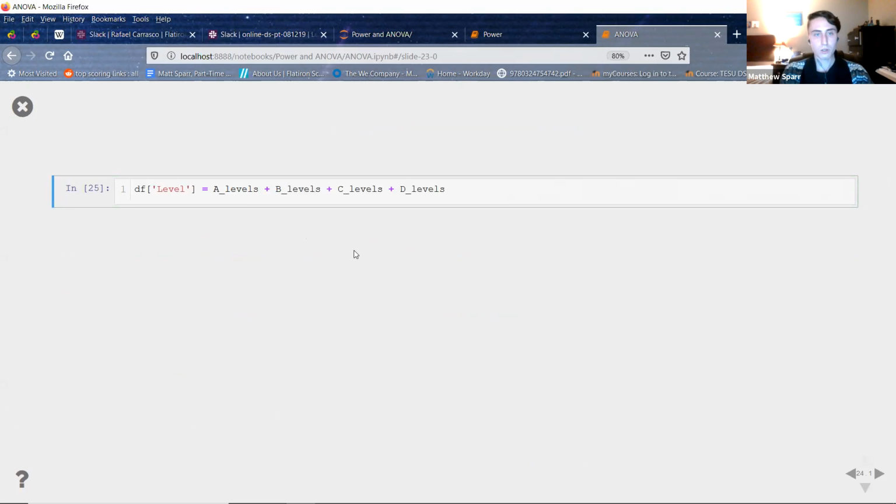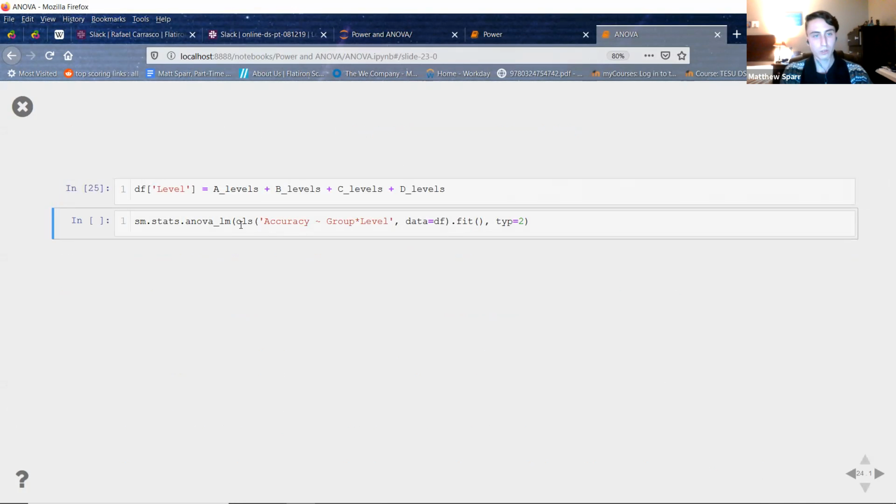All right, so now we can just add our levels to the data frame that we have. And we can use statsmodels ANOVA to run a two-way ANOVA. Let's see here. We have it there. So you can see at the end type 2, that's for two-way ANOVA. And then to make it an interaction term, you have to do this here in the formula.